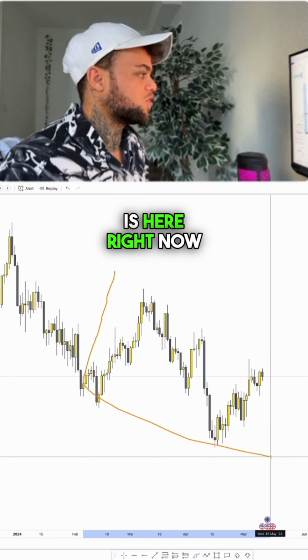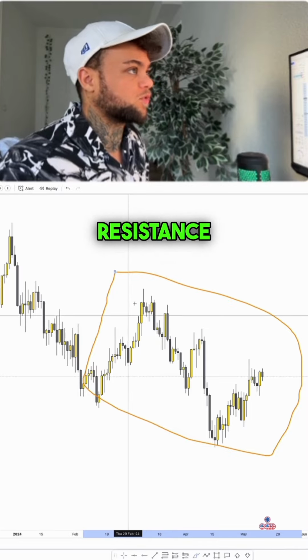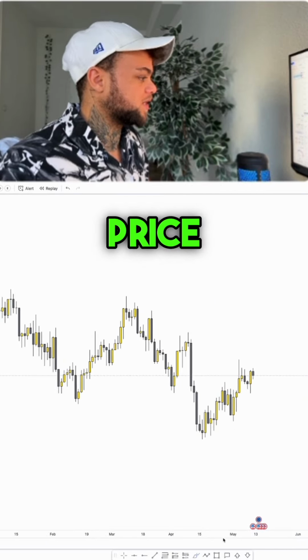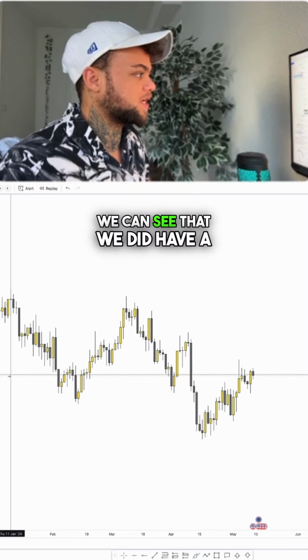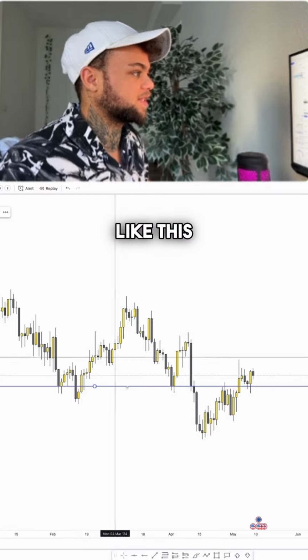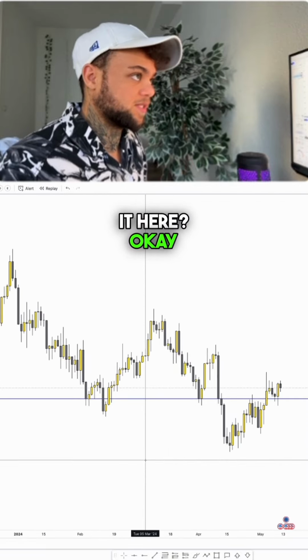There's no reason for us to go all the way back like 5 years into the past to spot support and resistance, because usually we will have this over here. When we're looking at price overall, we can see that we did have a form of a support over here. So I will place my first line like this. Now, why did I place it here?